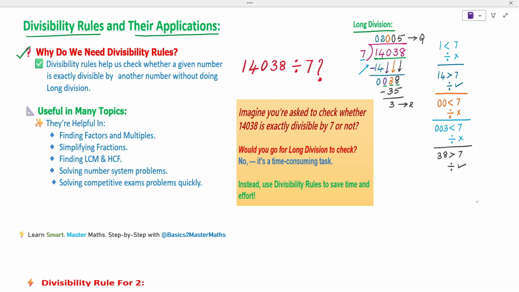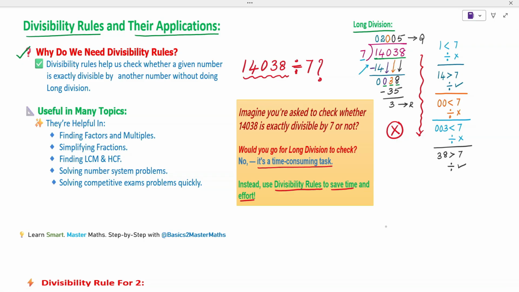Imagine you are asked to check whether 14038 is exactly divisible by 7 or not. Are you going to do long division like this? No, because long division is a time consuming task. Instead of long division, use divisibility rules to check. It saves your time and effort.